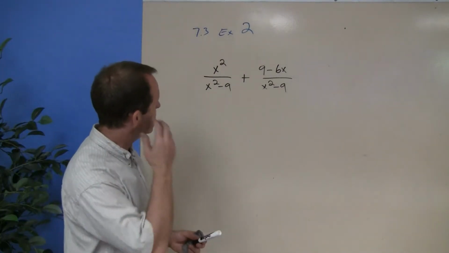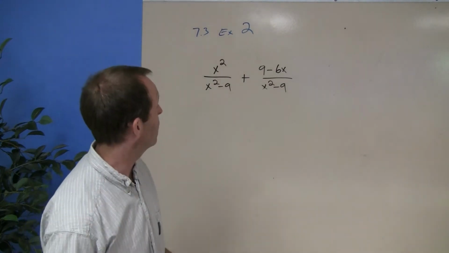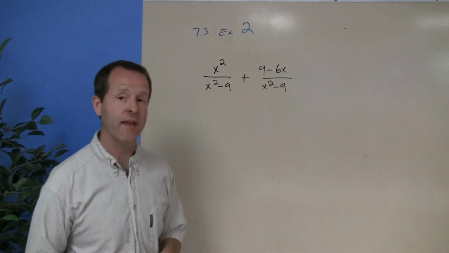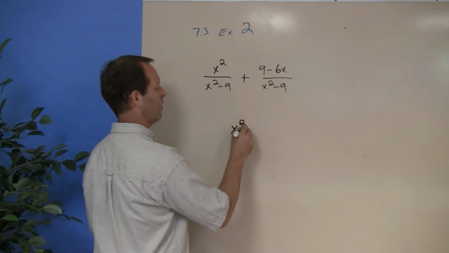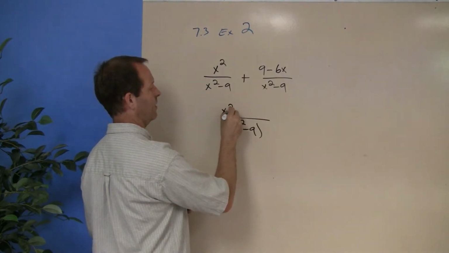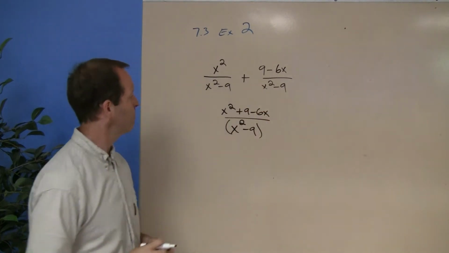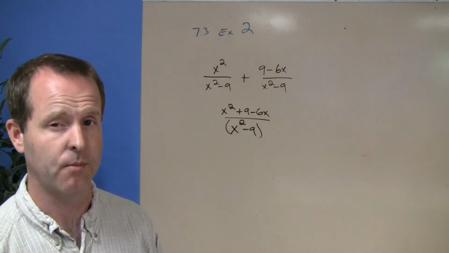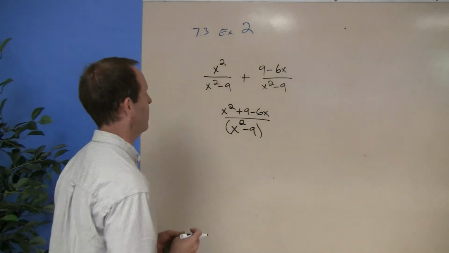We have another example: x squared over x squared minus 9, plus 9 minus 6x over x squared minus 9. I want to add these expressions together. They have the same denominator, so I can keep the same denominator, x squared minus 9, and I add the tops: x squared plus 9 minus 6x. And it looks like I could be done unless there might be a common factor in there somewhere. That's what I'm going to have to play around with to see if that's a possibility.